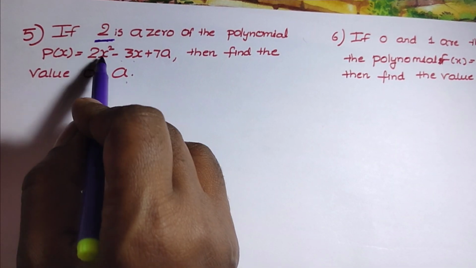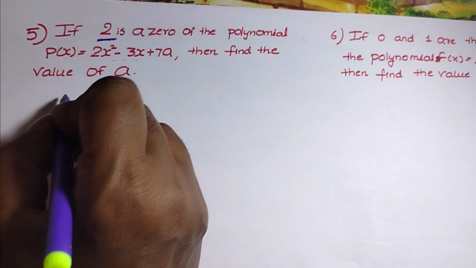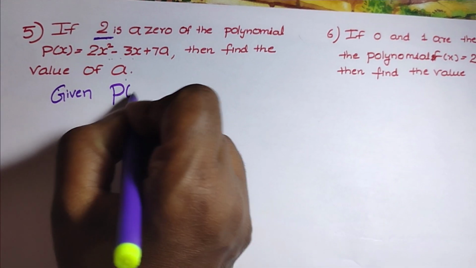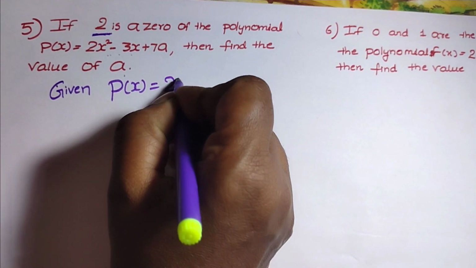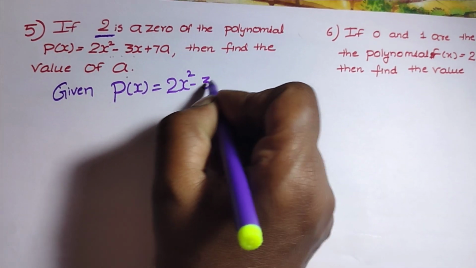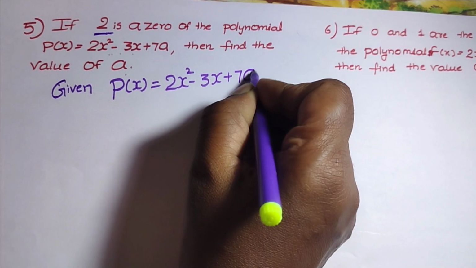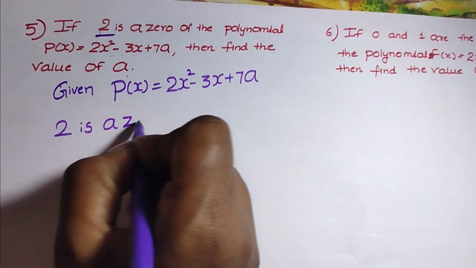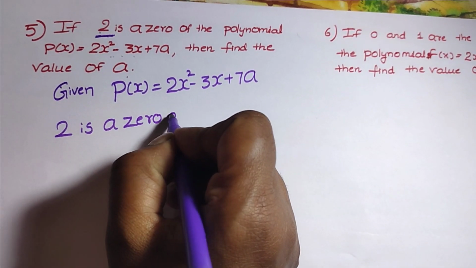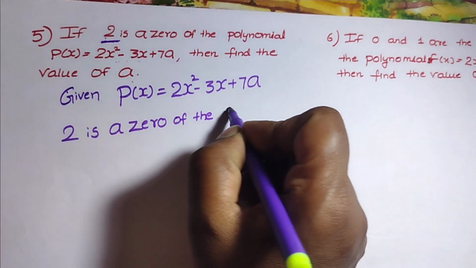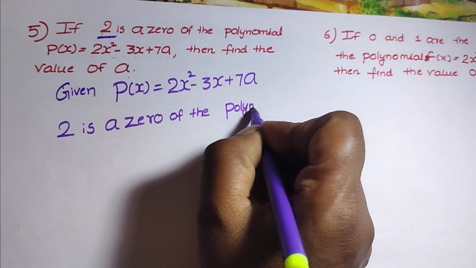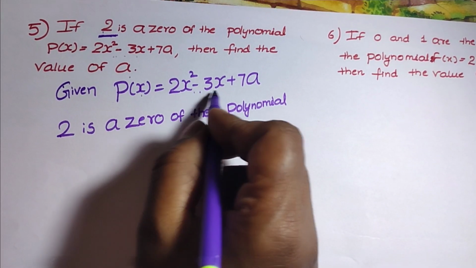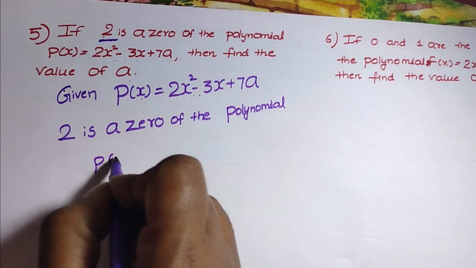ఇక్కడ 2 అనేది 0 of the polynomial అవుతుంది అంటుండు. So let given p of x equals to 2x square minus 3x plus 7a. Given 2 is a 0 of the polynomial. That means 2 substituted in this polynomial will get 0. P of 2 equals to 0.